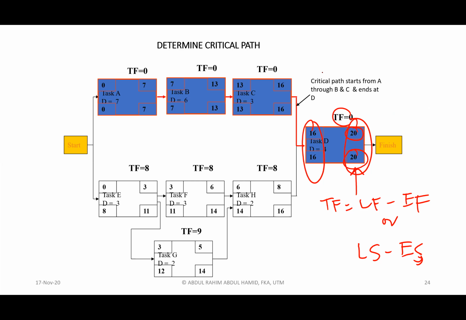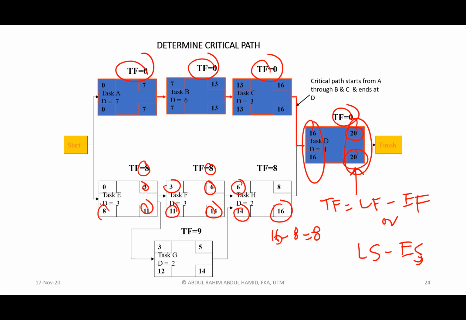So the total float value is 0, and you notice that when late finish and early finish, late start and early start have equal value, for sure the total float is equivalent to 0. So in this situation for H, see, 16 minus 8 equivalent to 8, or 14 minus 6 equivalent to 8. 11 minus 3 equivalent to 8. 8 minus 0 equivalent to 8. 14 minus 5 equivalent to 9, or 12 minus 3 equivalent to 9.